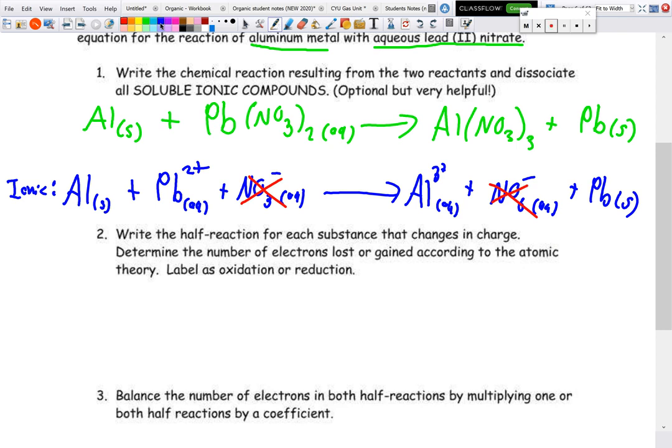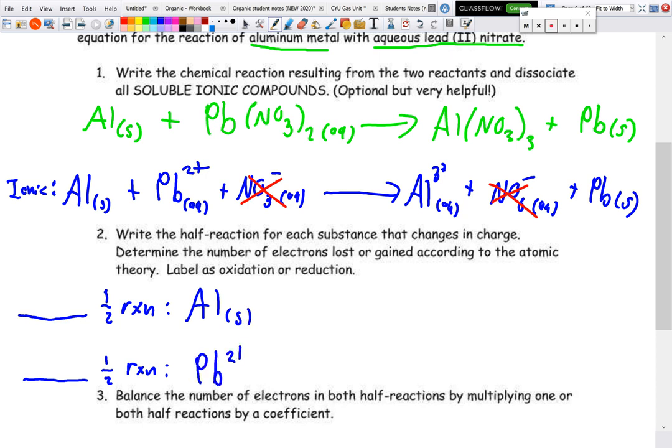So what we can do right now is we're going to have two half reactions, so a blank half reaction, which is either going to be oxidation or reduction, and same thing for the other, oxidation or reduction. So we're going to look at what's happening to our aluminum solid, and what's happening to our lead 2+. For our aluminum solid, it is turning into aluminum 3+, and our lead is turning into lead solid.